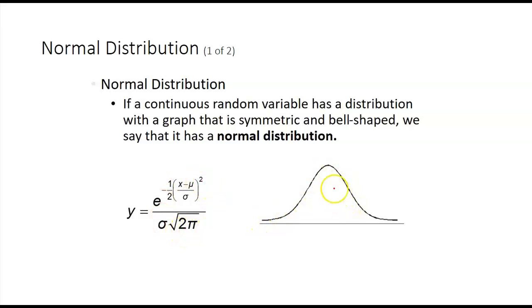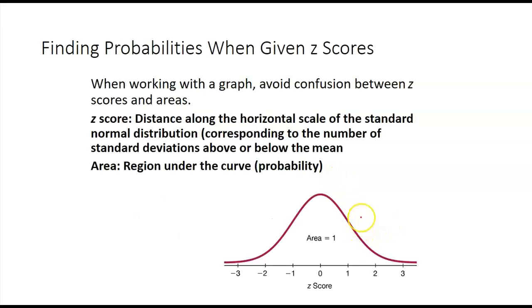This is not a function-based course, it's statistics, and so we're more concerned with these probability values associated with it than actually being able to sketch the curve itself. Okay, keep track of your z-scores and your area. It's easy to get a lot of confusion between these. Z-scores will always go along your x-axis, and area or probability is always going to be interior to the graph itself. It's going to be the region under the curve.